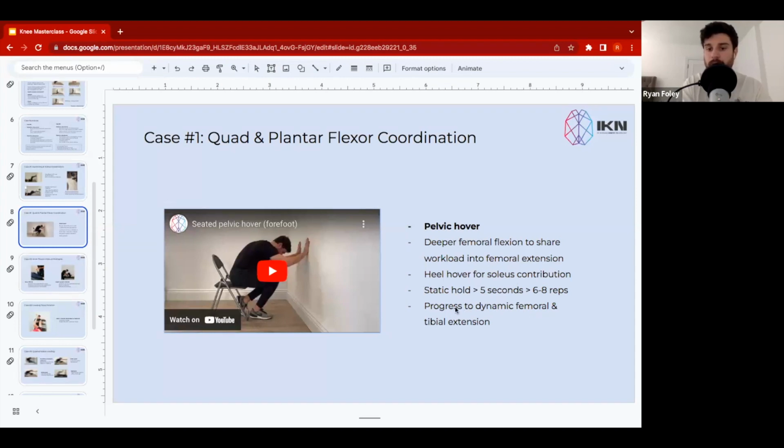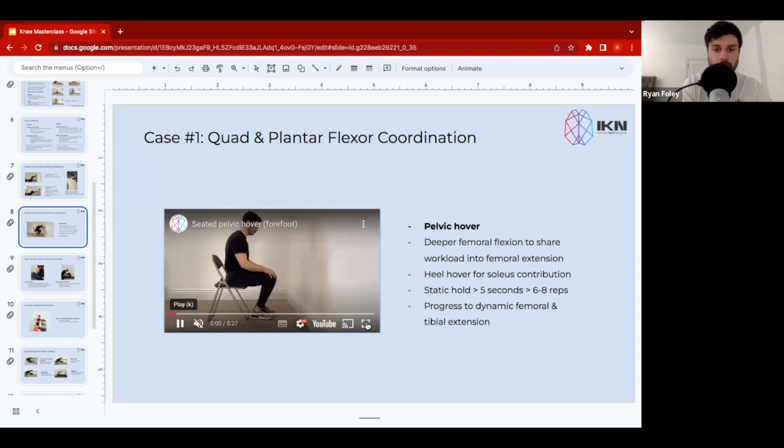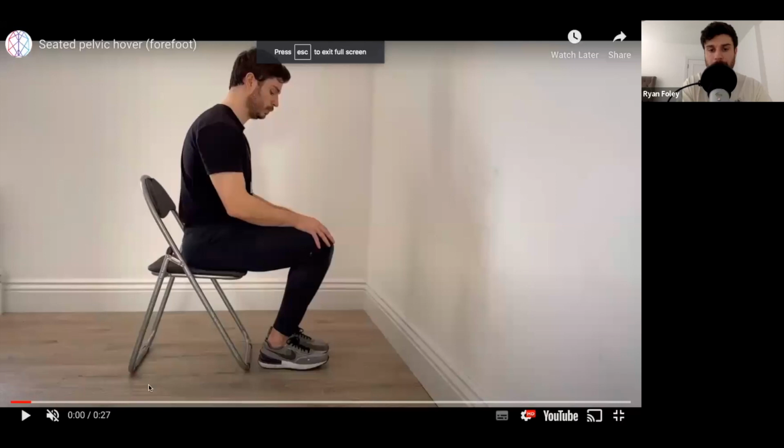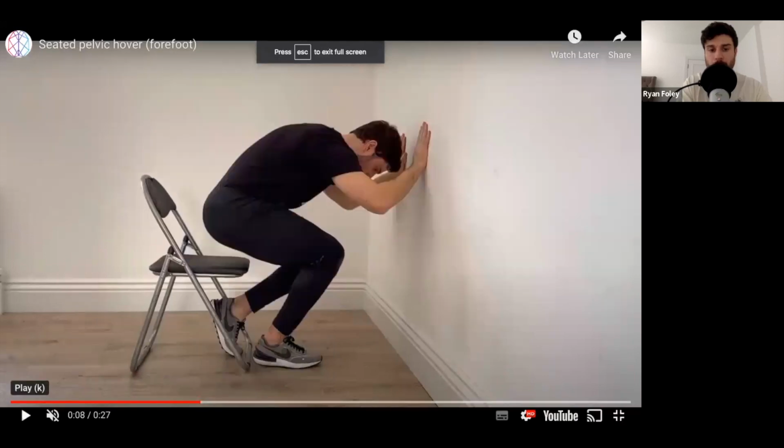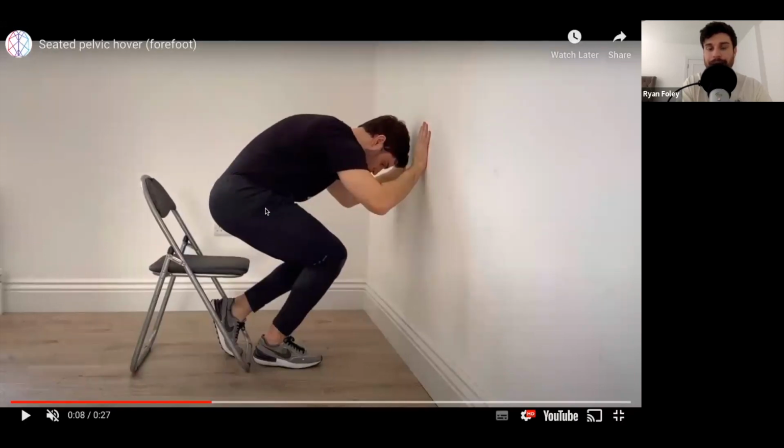But we can progress to adding more dynamic femoral and tibial extension. And just to talk about that biomechanical representation as well. When we're extending here, we're really extending the femur. The tibia is staying in a flexed position. If we had to extend any further, the tibia would have to extend with the extending femur, okay? So it's all about the coordination between the extending femur and the extending tibia.